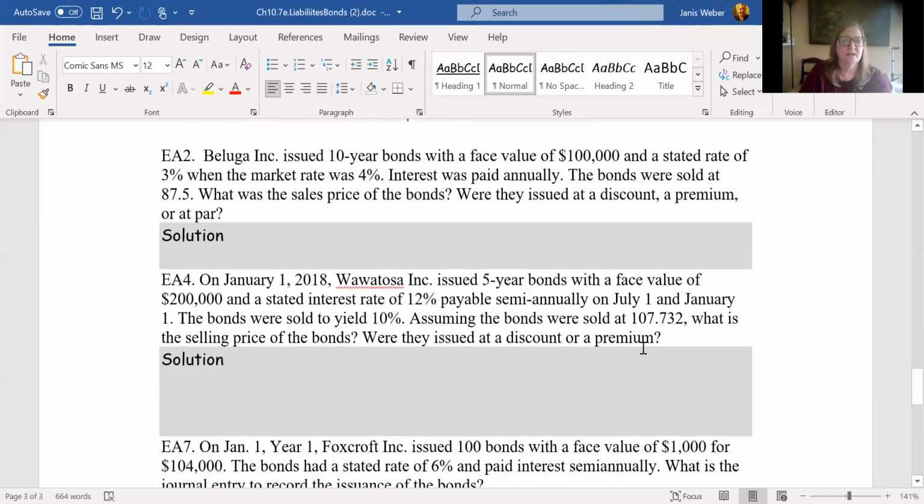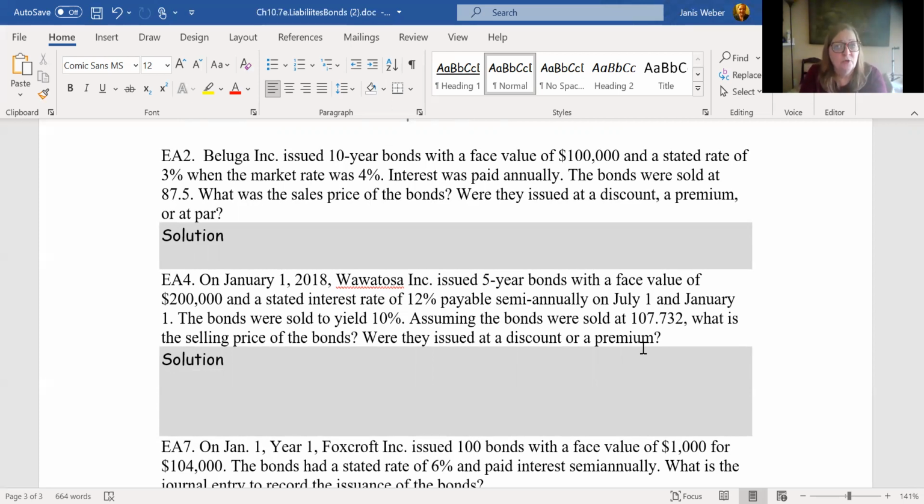So the first one says EA2, Beluga Inc. issued 10-year bonds with a face value of $100,000 at a stated rate of 3% when the market was 4%. Interest was paid annually. In this case, it said annual, not semi-annual. The bonds were sold at 87.5. What was the sales price of the bond, and were they issued at a discount or a premium?